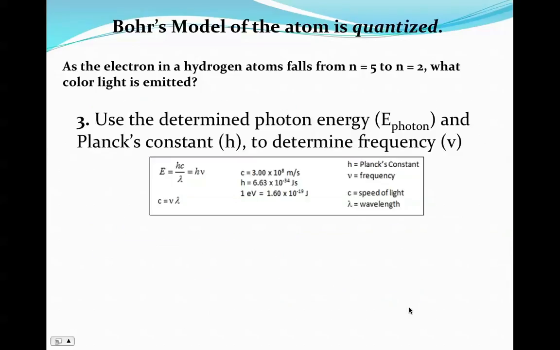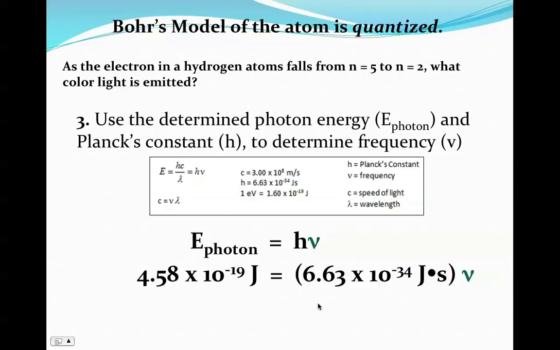So the new part is we're going to use the determined photon energy, the capital E, and Planck's constant to determine frequency, which is represented by the letter v. So here we have our formula, E is equal to hv, and I'm taking the part of the formula out of this combination that I would like. Remember, I'm looking for frequency, so I'm going to solve by plugging in my energy and Planck's constant to get my frequency, which is in something called hertz.